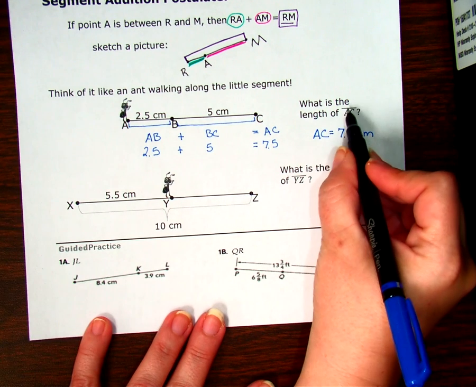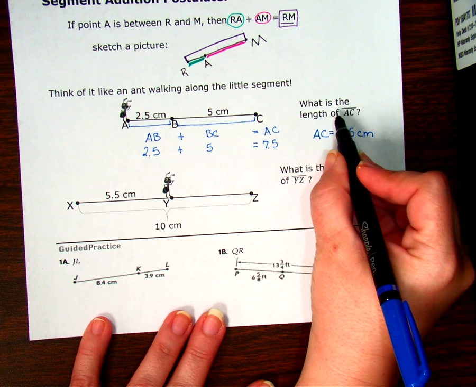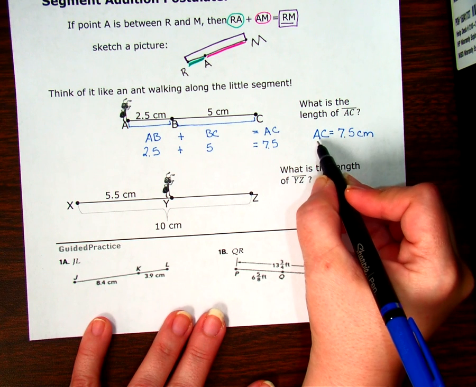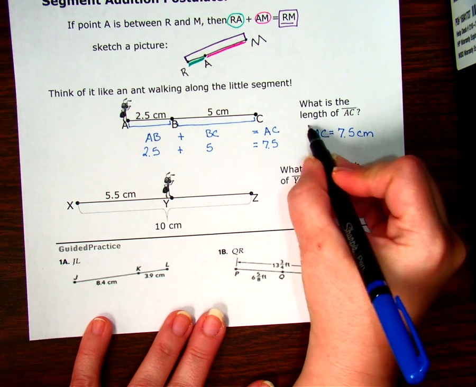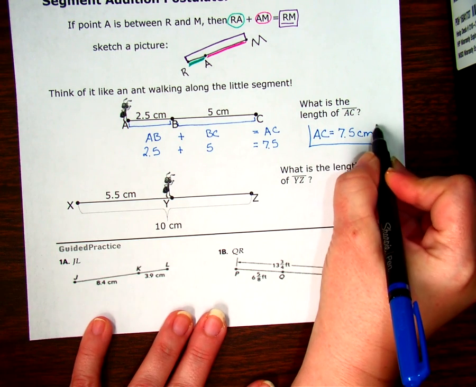Again, notice it has the segment bar here. What is the length of the segment? But when I put my answer, I'm saying the distance from A to C is 7.5 centimeters, so I didn't need to write the bar on top.